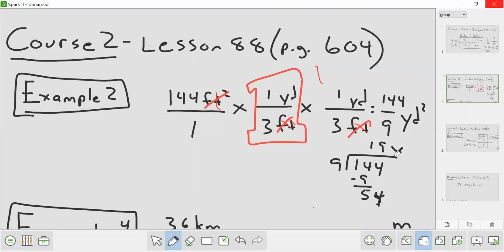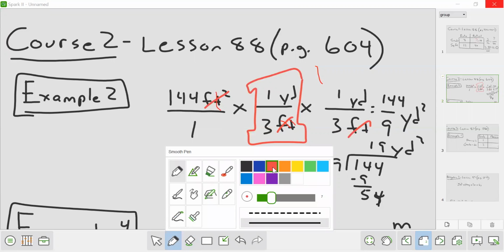So you're going to need 16 yards squared. That is your answer. All right.